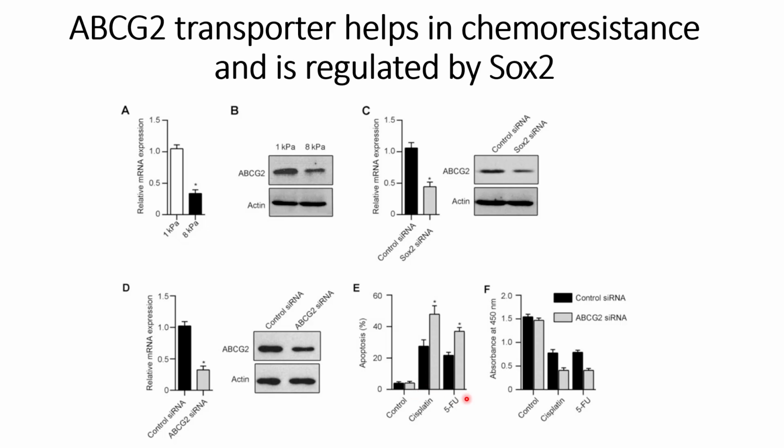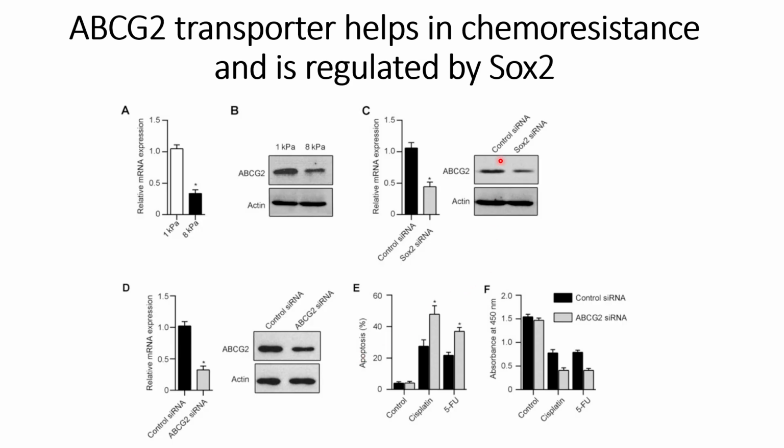And they further validate using a different approach, the CCK assay, where they check the absorbance. The absorbance goes down for the cells treated with ABCG2 silencing RNAs for both cisplatin and 5-FU treated conditions, and a lower level of absorbance means lower viability of the cells. So these results overall indicate that ABCG2 directly affects the chemoresistance ability of the cells, and this ABCG2 is directly related to Sox2.